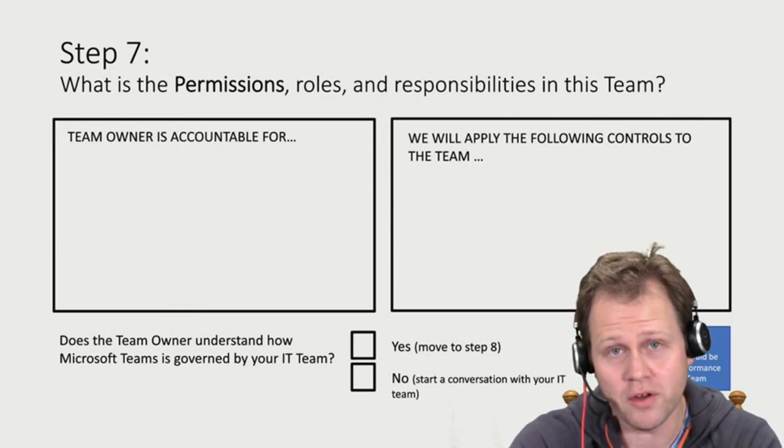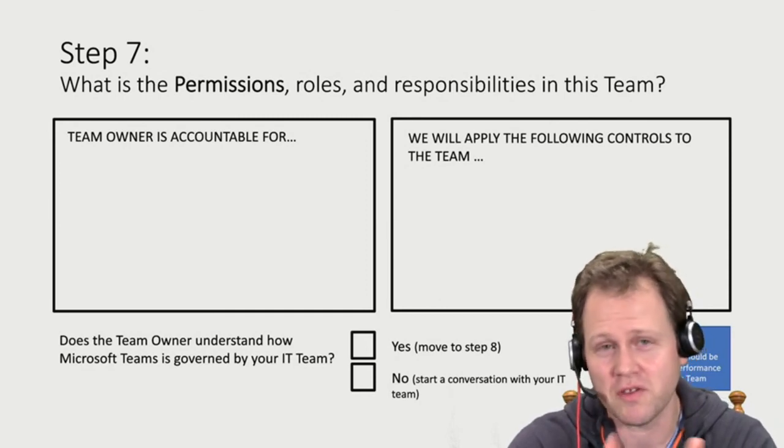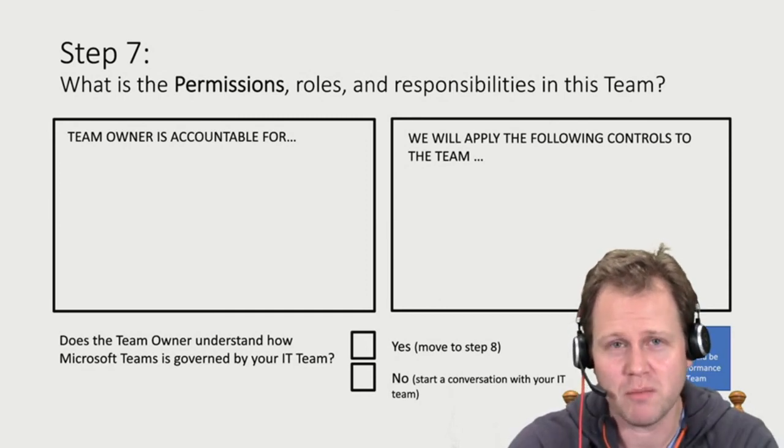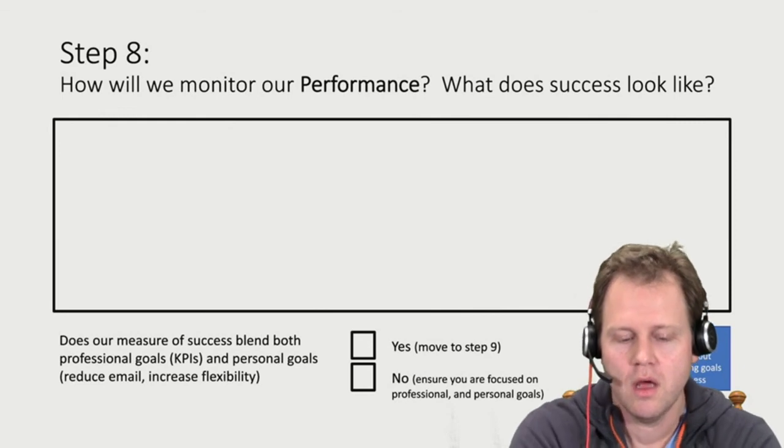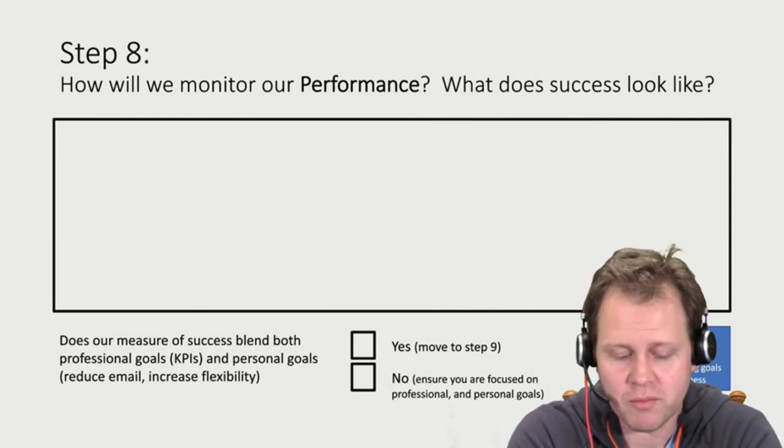Ultimately, the team owners should be accountable for the performance and the goals of the team. And I know in a lot of organizations, team owner is just the person that creates a team. We want to try and wrap some performance around this as well and make sure the team owner is accountable for making sure we achieve those things as well. How are we going to monitor that performance? Again, being really clear about goals.